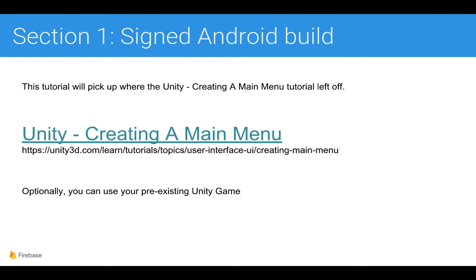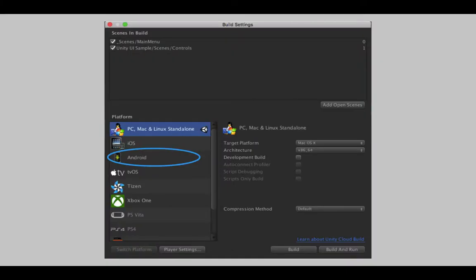This Firebase tutorial will pick up where the main menu tutorial left off, mostly because it's the easiest place to add a button. You can also use your own Unity game instead. To start, let's try to build an Android version of the game. Open the build settings and click on Android to highlight it.